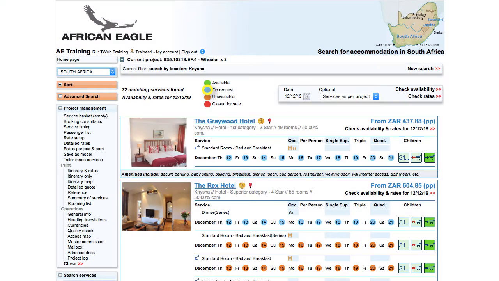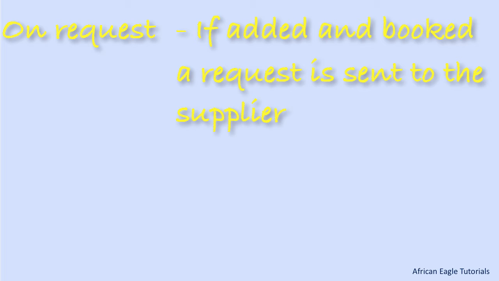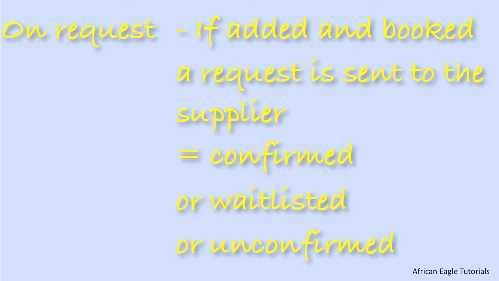Blue means on request, for example, at Greywood. When a service on request is booked, a request is sent to suppliers who then respond in one of three ways. The request can be confirmed or waitlisted or unconfirmed.